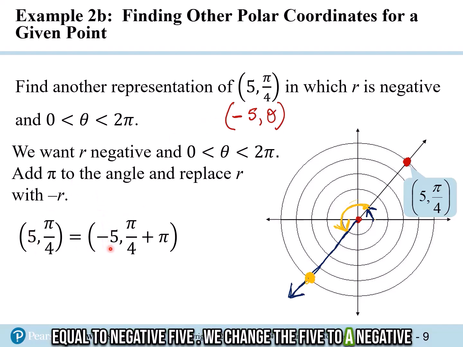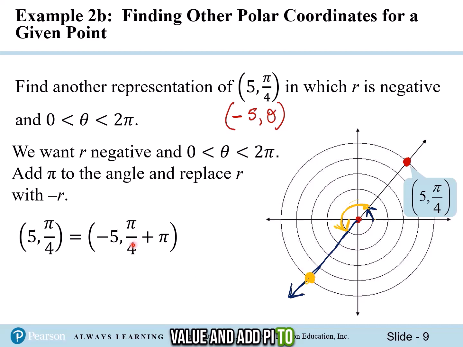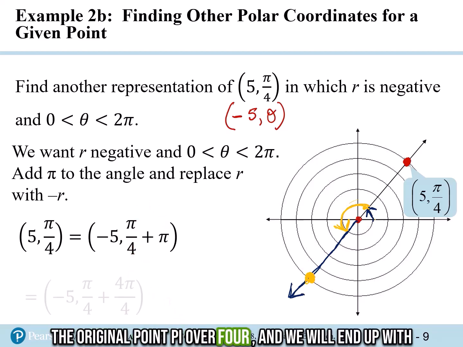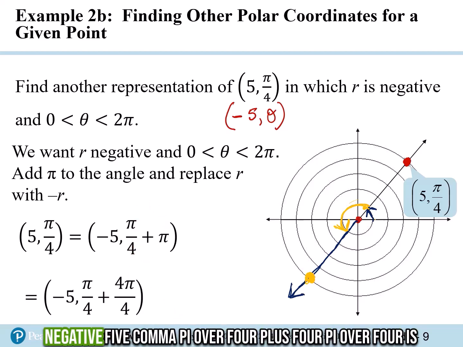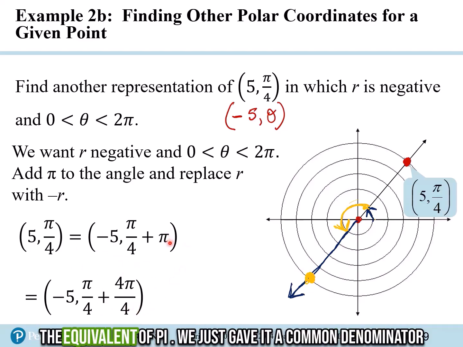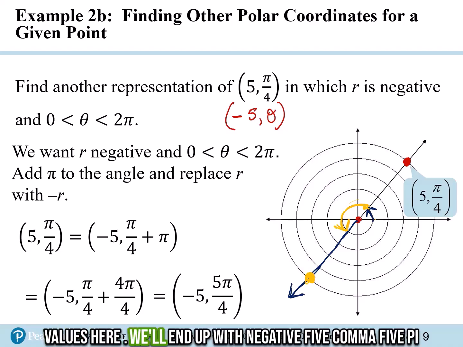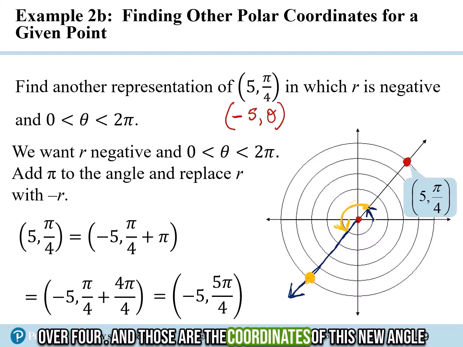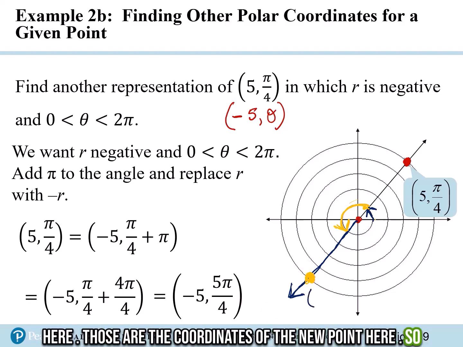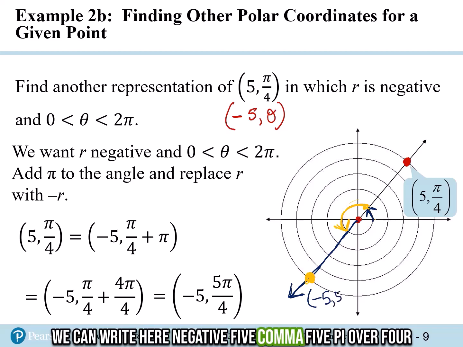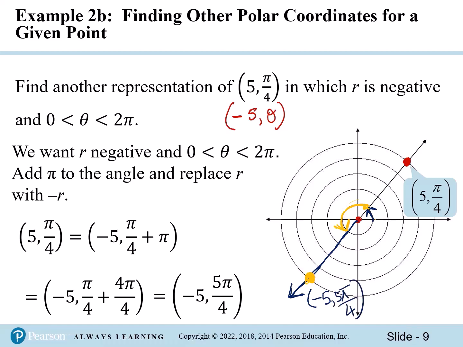We change the 5 to a negative value and add pi to the original point's pi over 4, and we will end up with -5 comma pi over 4 plus 4 pi over 4, which is the equivalent of pi. We just gave it a common denominator of 4. We can just add the numerator values here. We'll end up with -5 comma 5 pi over 4, and those are the coordinates of the new point here. So we can write -5 comma 5 pi over 4 as the coordinates of the alternate point.